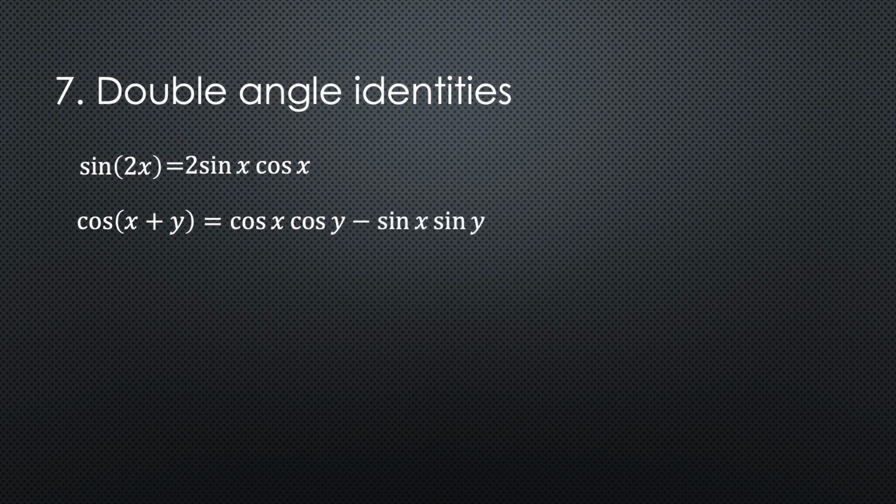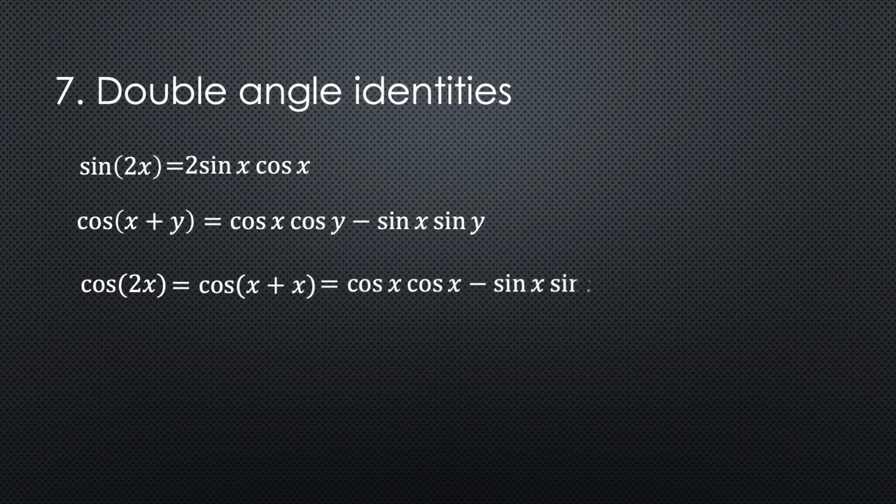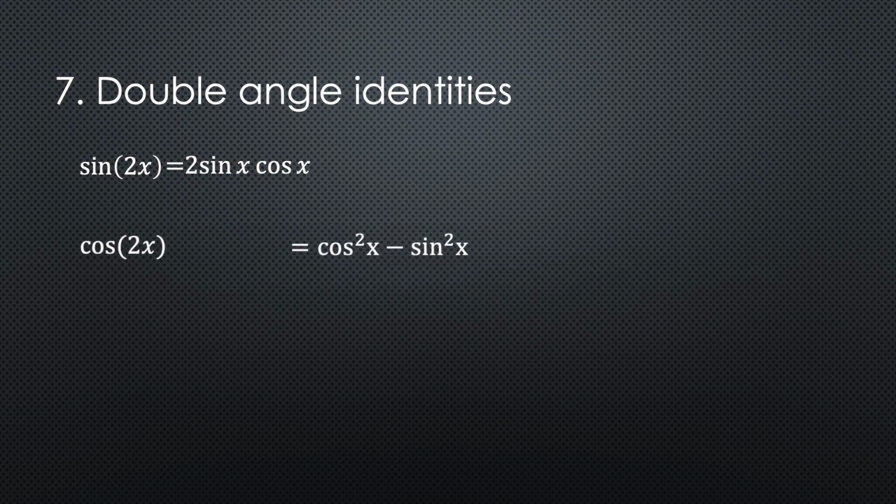Similarly, cosine x plus y equals cosine x cosine y minus sine x sine y. And cosine 2x is cosine x plus x. Replace y with x, we now have cosine 2x equals cosine squared of x minus sine squared of x.